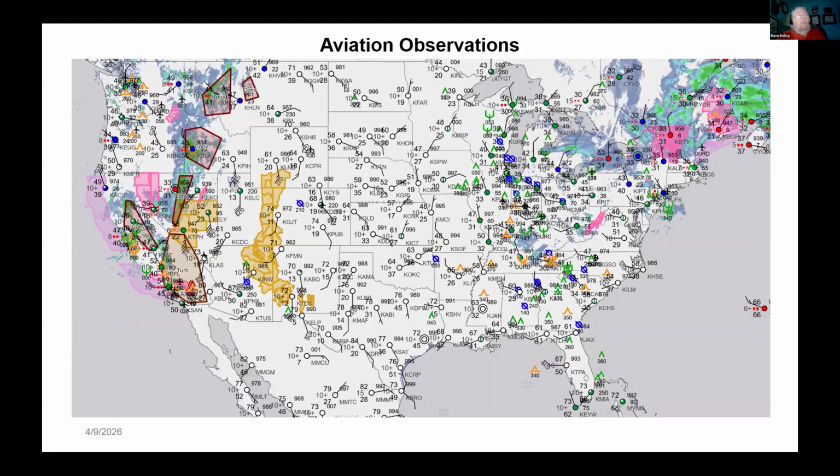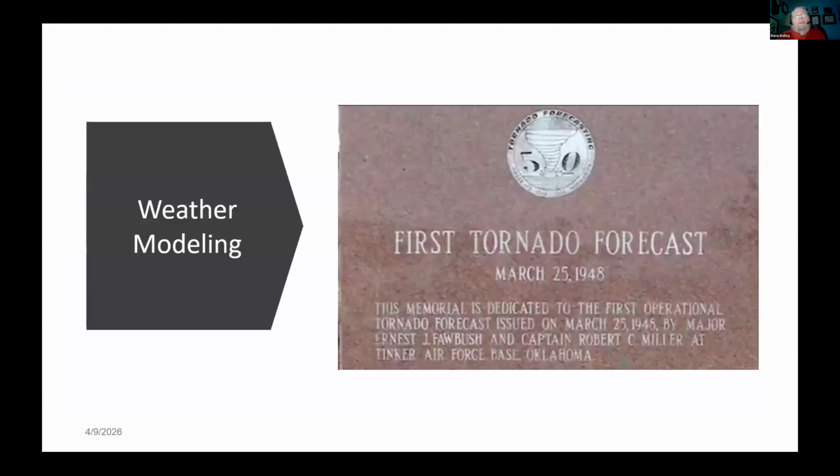When it comes to weather modeling, the first of the models is held to have come out in 1948. On March 20th of 1948, a major tornado hit Tinker Air Force Base. It damaged or destroyed 54 aircraft and a bunch of buildings. There were 8 injuries, and fortunately, there were no deaths.